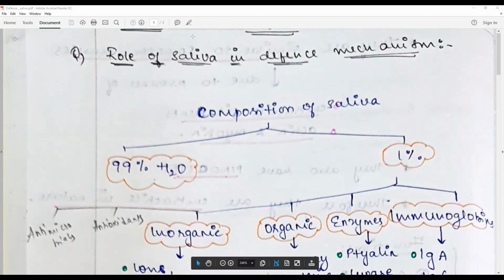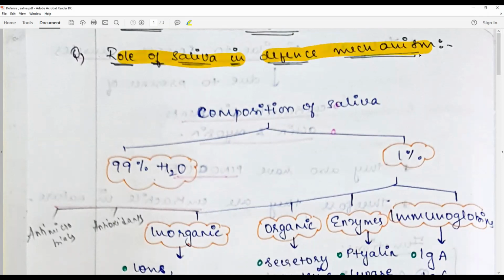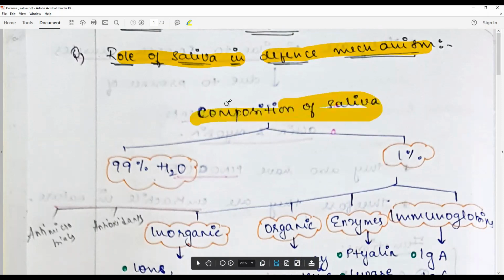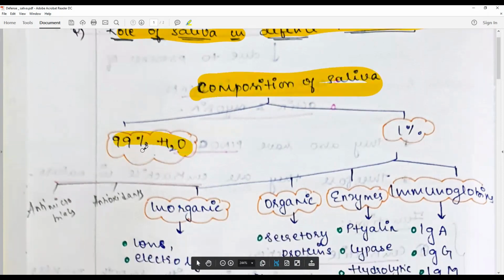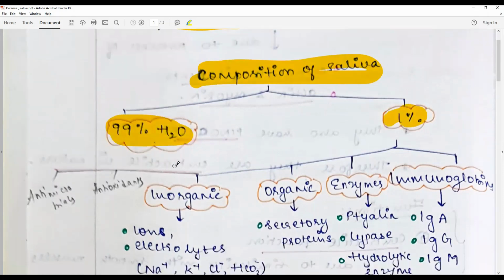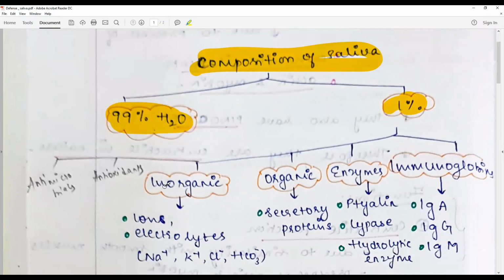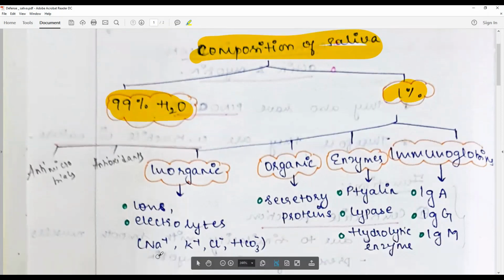Today we are going to look into the role of saliva and defense mechanisms. For this question, you need to talk about the composition of saliva initially. That is, it is made predominantly of water, 99%, and 1% of other inorganic and organic materials. So inorganic contains ions, electrolytes, carbonates, bicarbonates, and organic secretory proteins, enzymes like amylase, lipase, and hydrolytic enzymes.